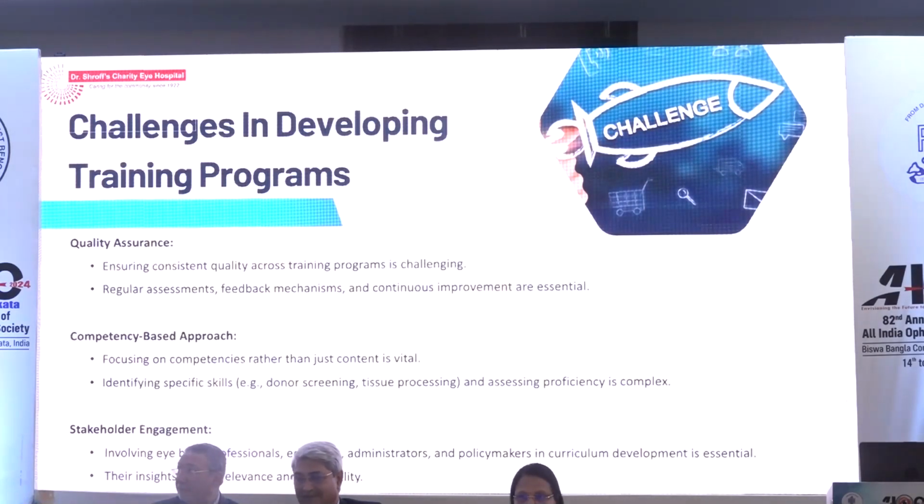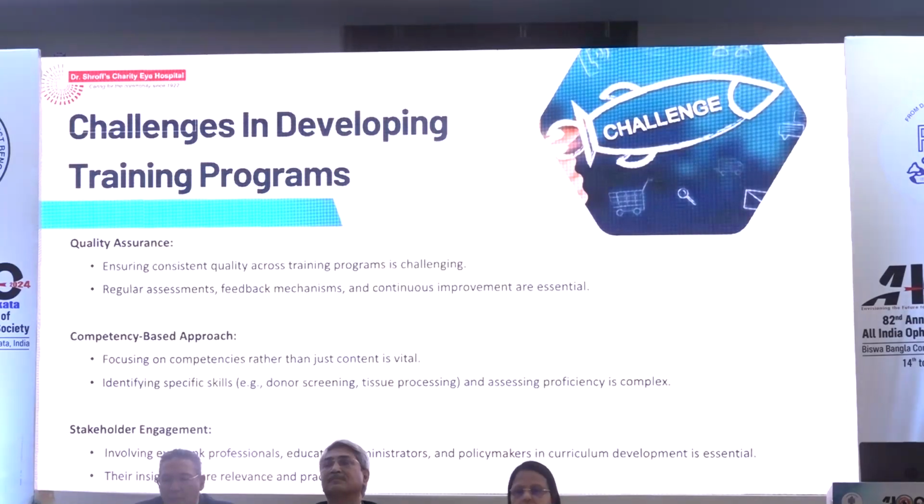Quality assurance: we have to maintain consistent quality while delivering the training program, and again that's challenging, because if we want to move towards a consistent training program, we need to have train-the-trainer programs first to maintain uniformity and consistency. Regular assessments, feedback mechanisms, and continuous improvements are essential, but again it's very challenging because once people get trained, they hardly give any feedback or come back with any kind of questions.